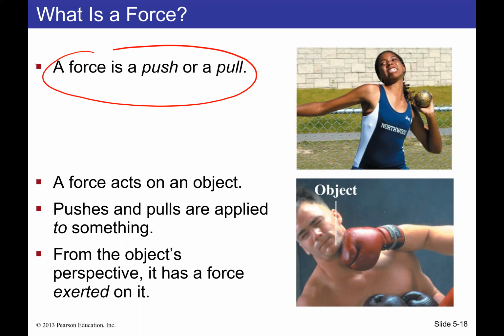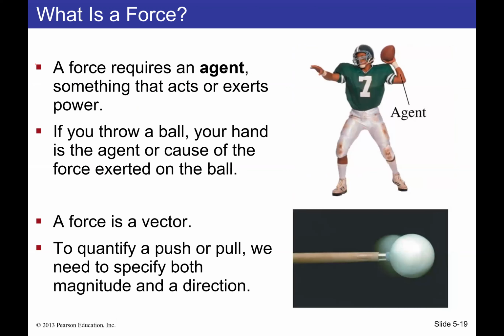That means when we talk about Newton's 3 laws of motion, the first 2 laws technically talk about what happens to an object when you have multiple forces acting on it. So who does this pushing or pulling? Well, anybody or anything that exerts force, we can call that an agent. So force requires an agent, something that acts or exerts power. You throw a ball, your hand is the agent. Gravity acting on the object, gravity is the agent.